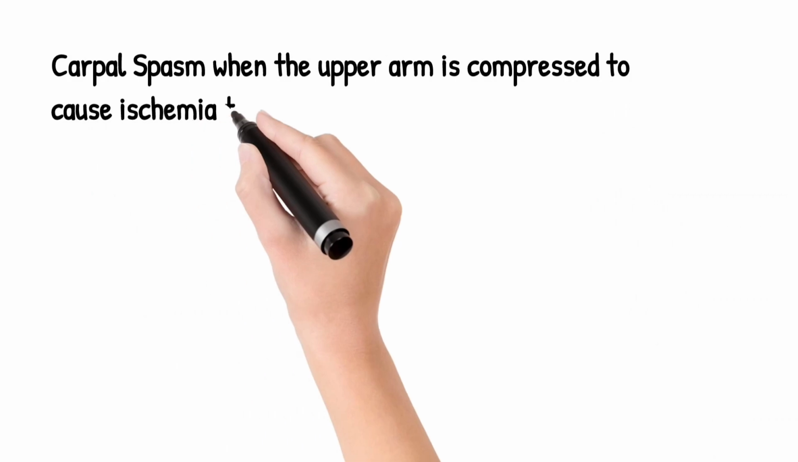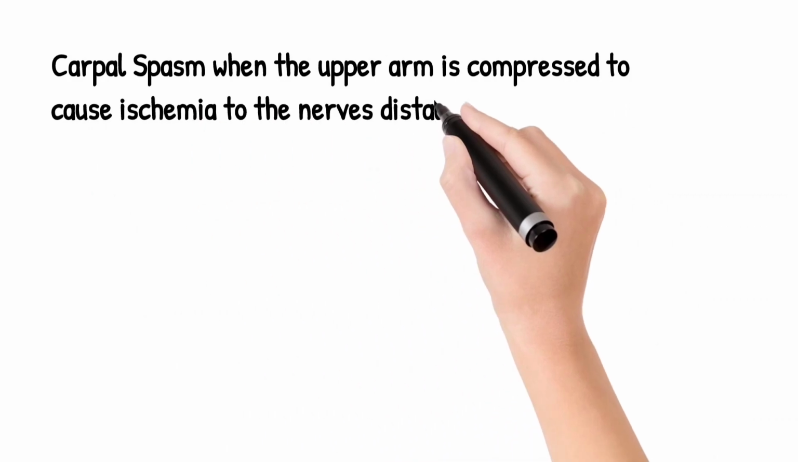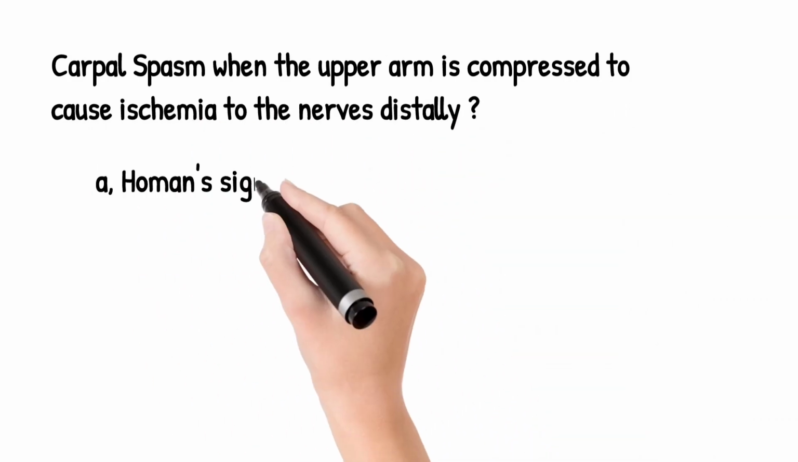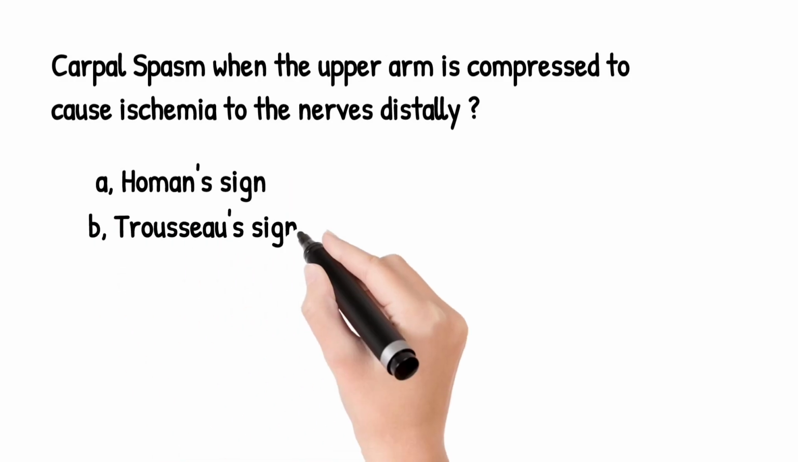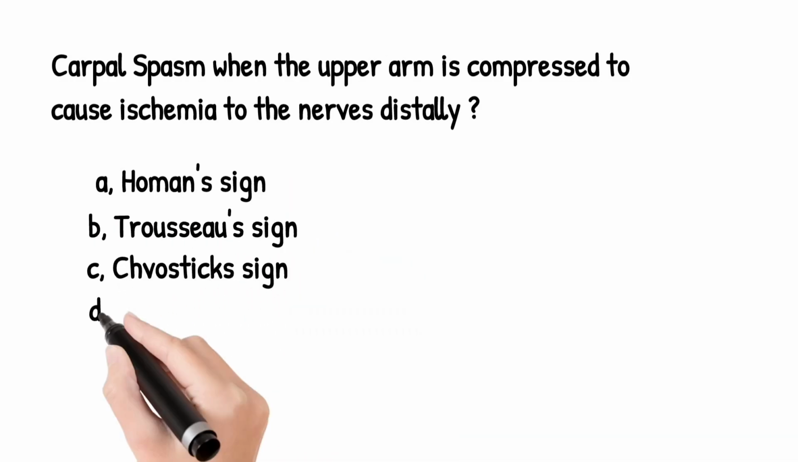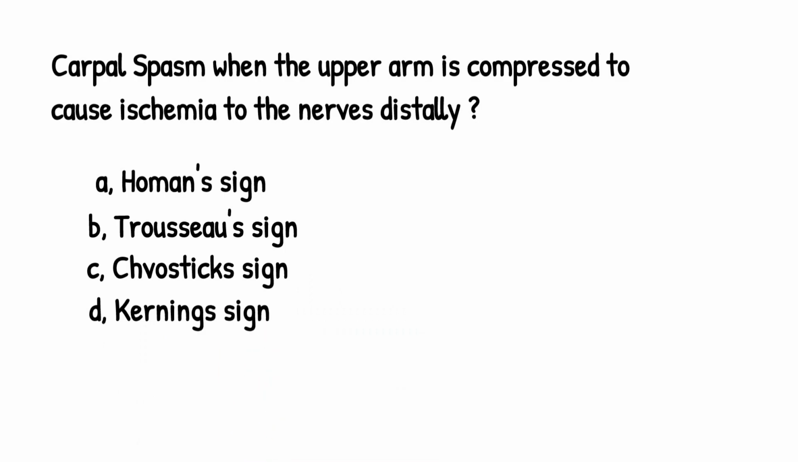Carpal spasm when the upper arm is compressed to cause ischemia to the nerves distally. Option A, Homan sign. Option B, Trousseau sign. Option C, Chvostek sign. Option D, Kernig sign. The answer is option B, Trousseau sign.